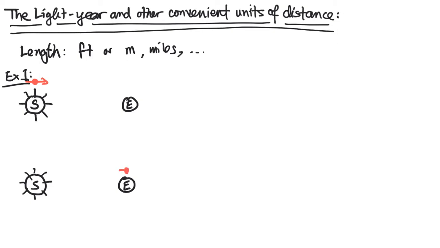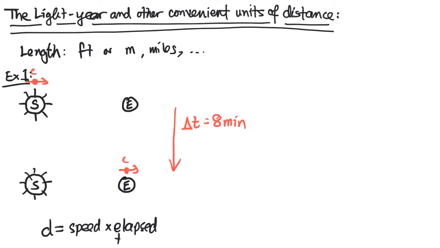If we know that trip takes a time of, say, 8 minutes, and we know this photon is traveling at the speed of light, we also know that the distance traveled is equal to the speed times the elapsed time. The speed here is c, and the elapsed time is 8 minutes. We could put in 3 times 10 to the 8th meters per second for c, convert minutes to seconds, and write the distance in meters. But why not just leave it in these units? 8 minutes times c.